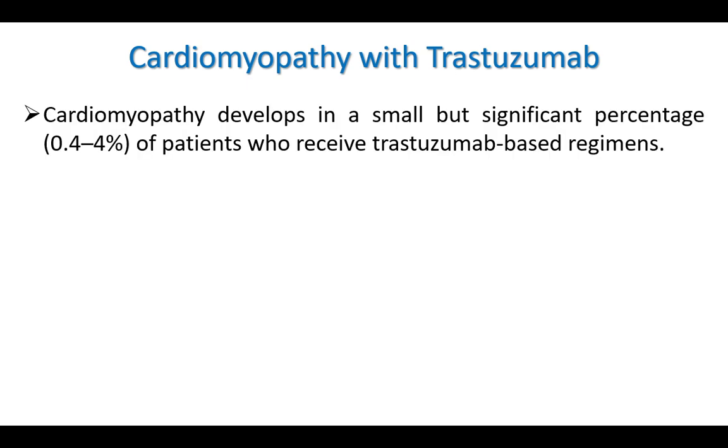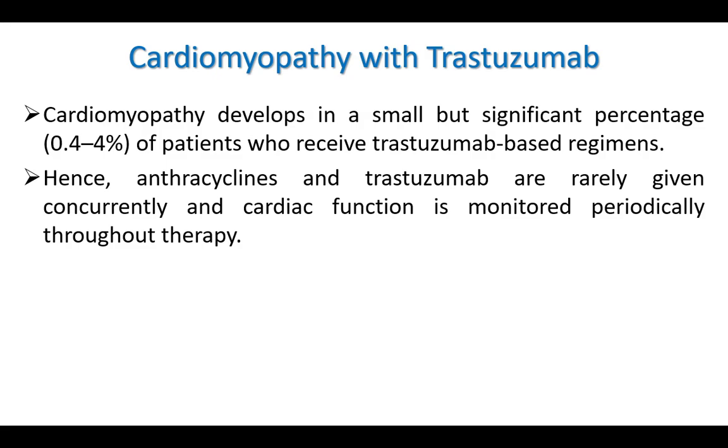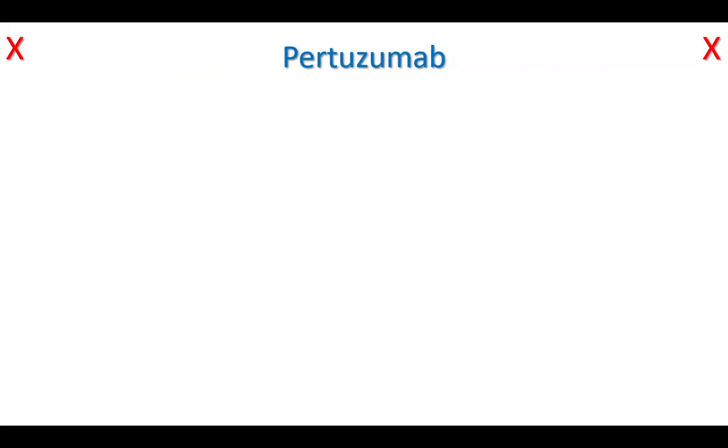And now trastuzumab is also associated with cardiomyopathy. It's not that common, but it can cause cardiomyopathy. So whenever you want to give trastuzumab, and if you're using chemotherapy, you want to avoid anthracyclines, because anthracyclines also cause cardiomyopathy. So you don't want to give two drugs which can cause cardiomyopathy. Is that clear? And you want to monitor for cardiomyopathy.